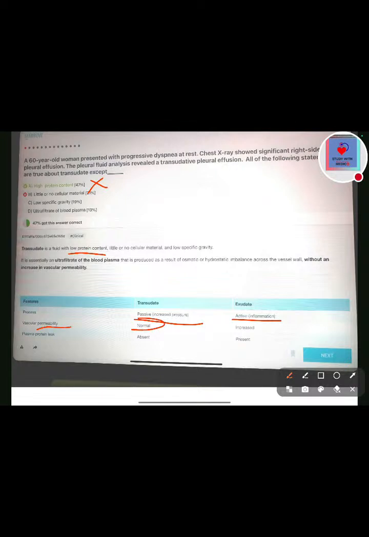Here, vascular permeability is normal. Here, it is increased. Plasma protein leak is absent here, present here. So, exudate is rich in protein, not transudate. Transudate is low in protein, with little or no cellular material, and low specific gravity.